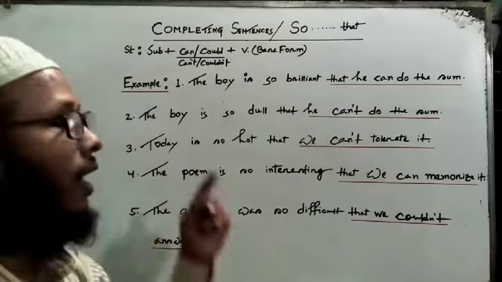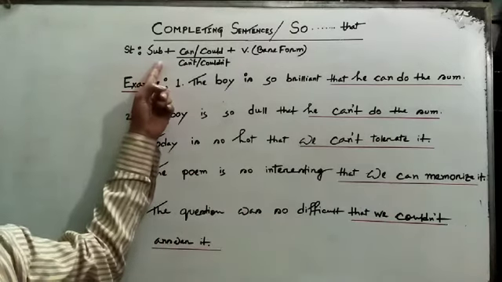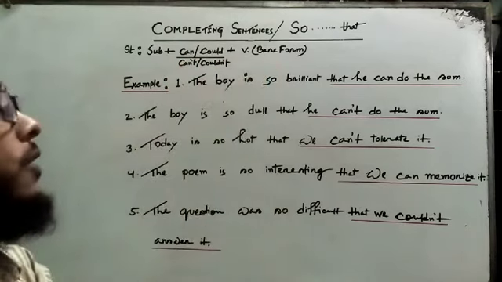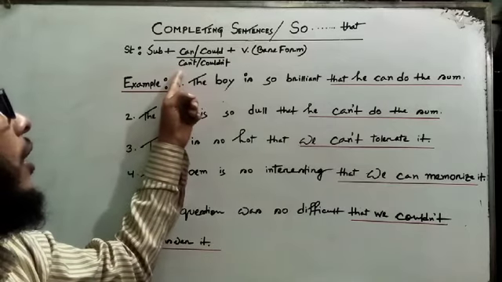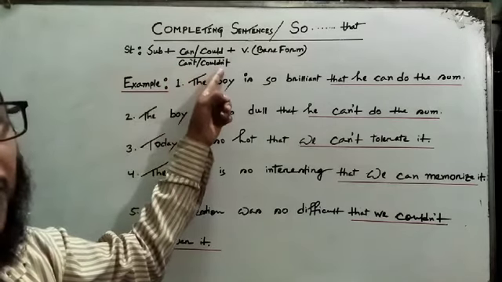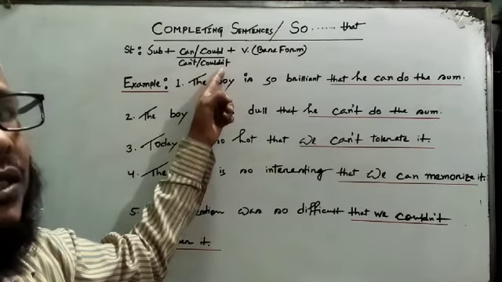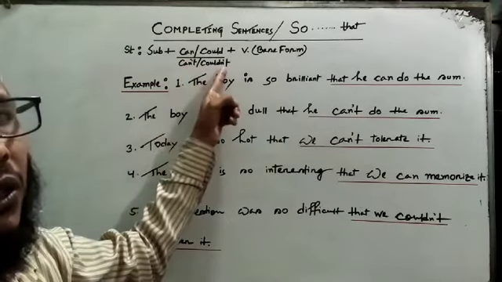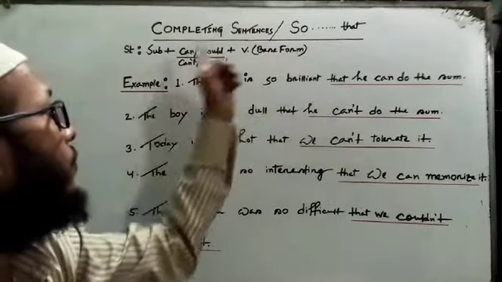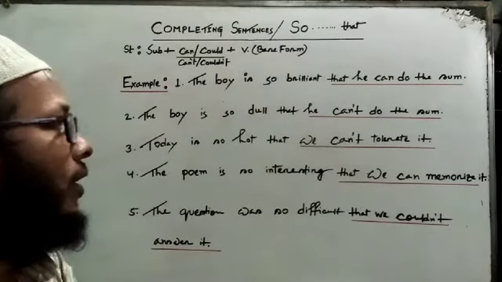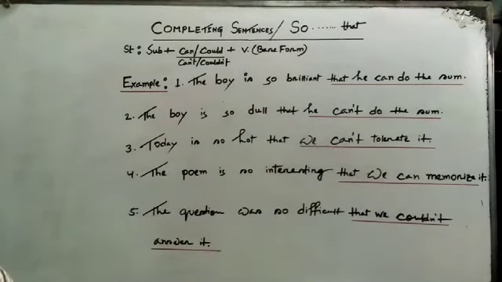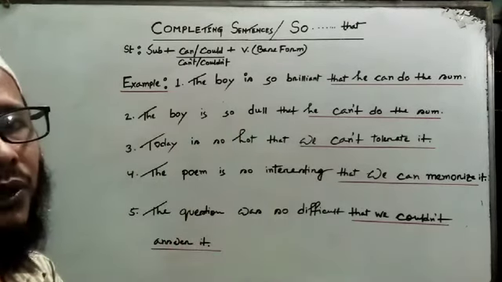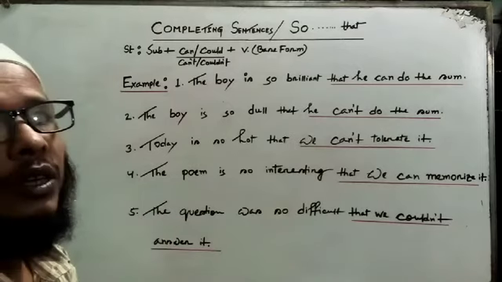There is a structure, and the structure is subject plus can or could plus verb base form, or cannot or couldn't. Sometimes you have to show negation, like can't and couldn't, so after "that" you have to follow this structure to make a clause. Let's go to examples, and it will be easy for you. Please look at the following examples.